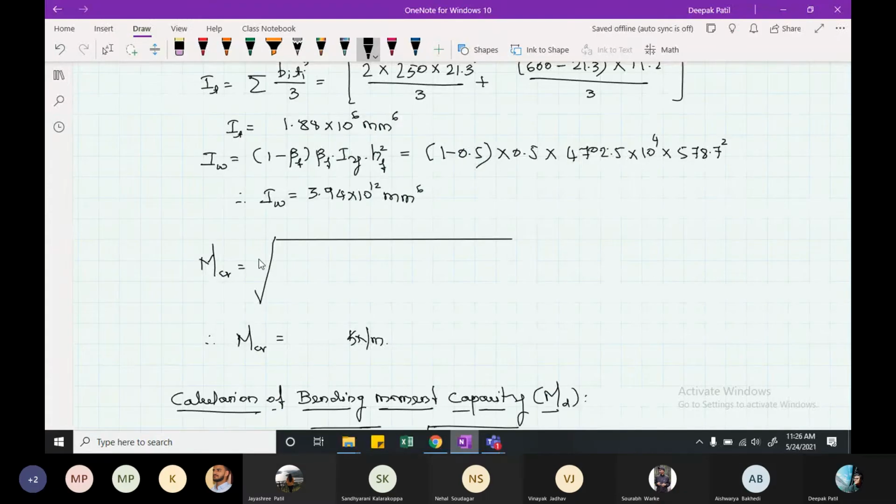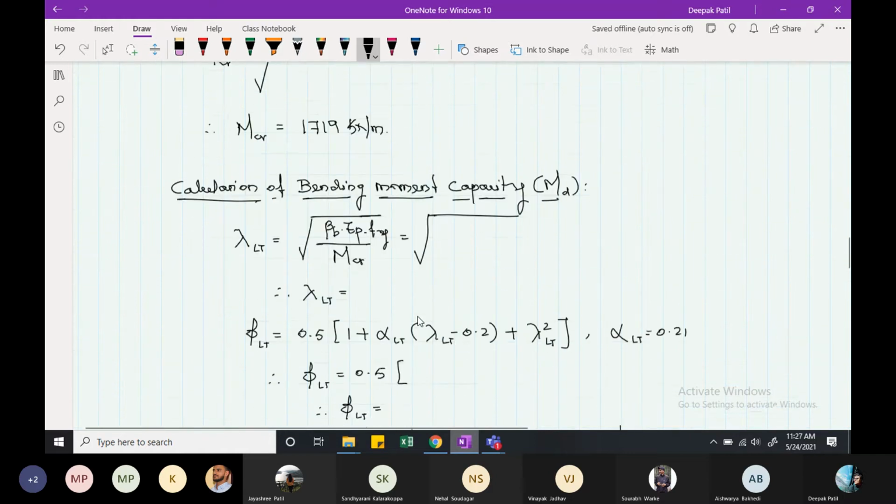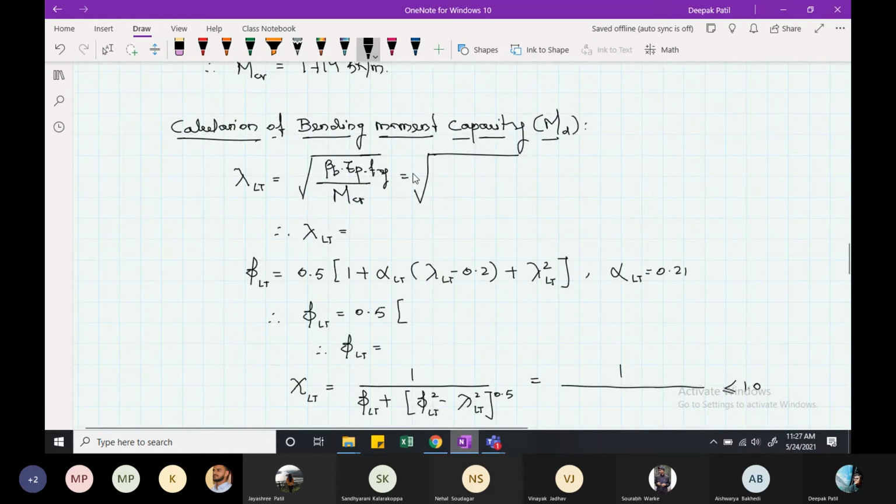Okay, so we calculated all the parameters which are required to be filled in MCR. If you substitute all of them, I will not do that, you will get the value of MCR to be 1719 kilonewton meter. That is the elastic critical moment. And from this, you can calculate the other parameters. Lambda LT, with beta B as 1, ZP is 3986.6 into 10 raised to 3 multiplied by Fy as 240.